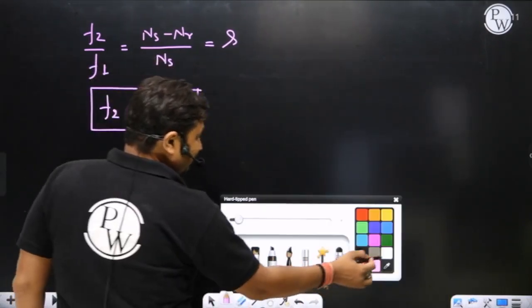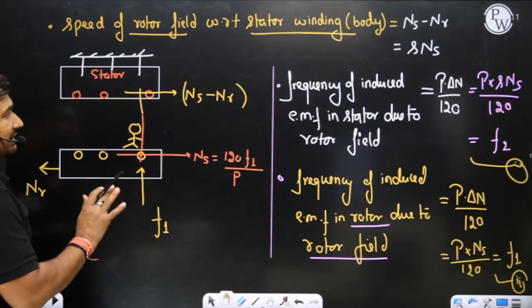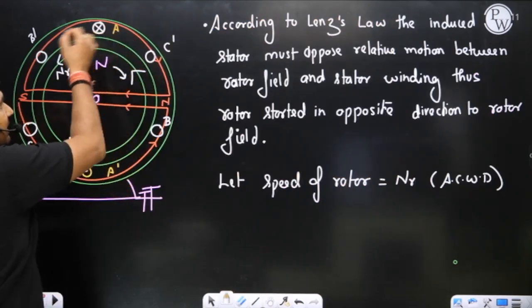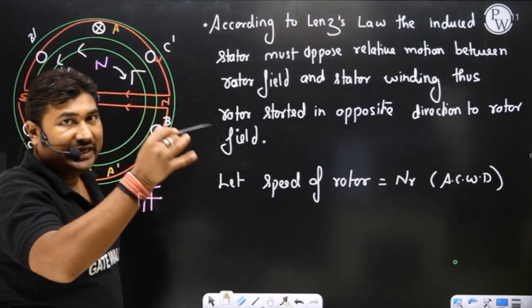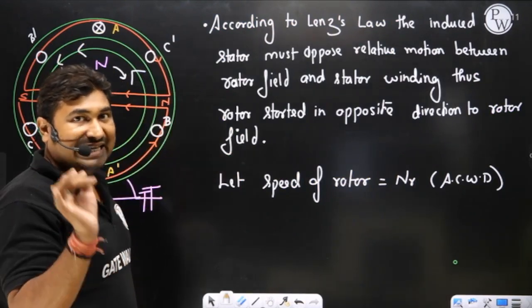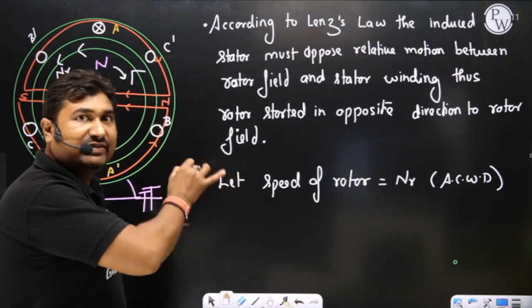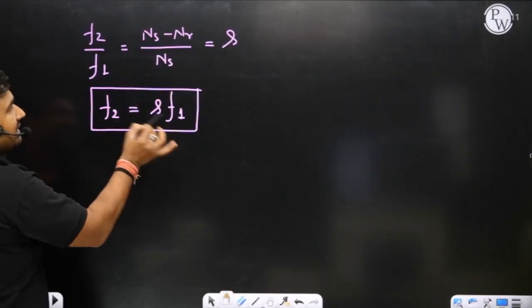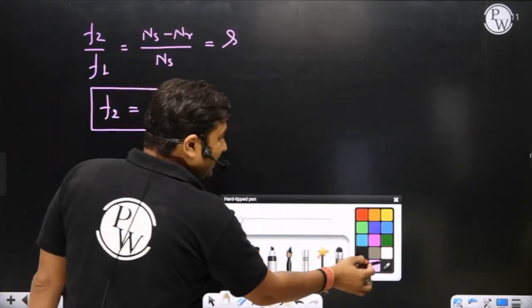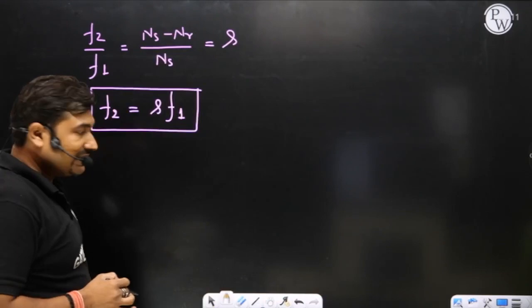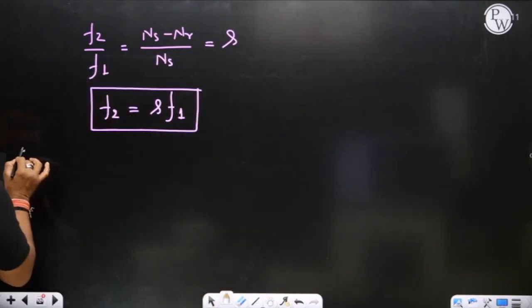Now please observe. Since the stator is three-phase, the current flowing in the stator is also three-phase, displaced in time by 120 degrees, having frequency F2. So it means the stator will also create a rotating magnetic field. Sir, the stator is three-phase.